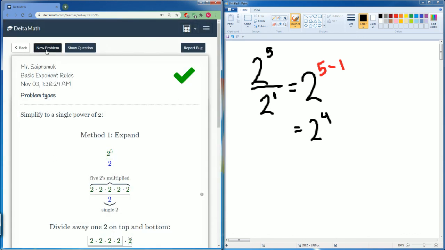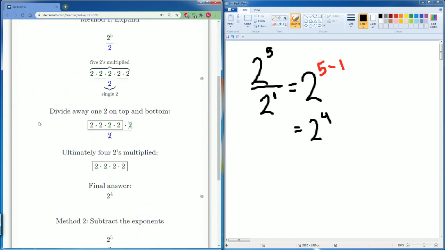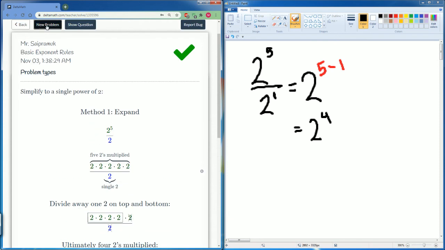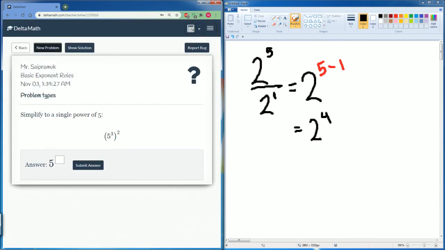There you go. All right, so those are all your different ways to do basic exponent rules.